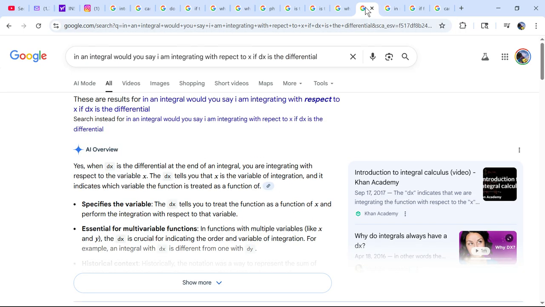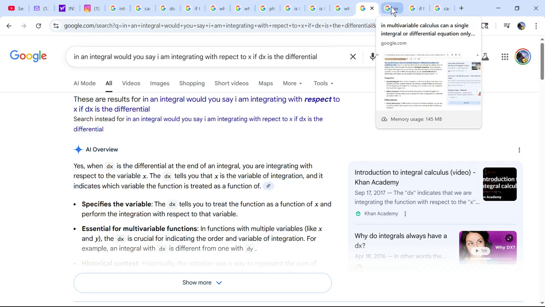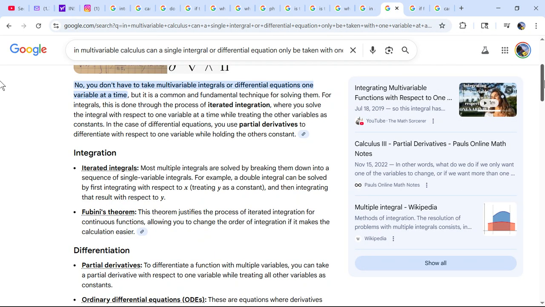I'm just trying to get better at talking my way through this stuff, so that's pretty sweet. In an integral, would you say I'm integrating with respect to x if dx is the differential? Yes. Just ask Google Edge stupidly easy questions like that.